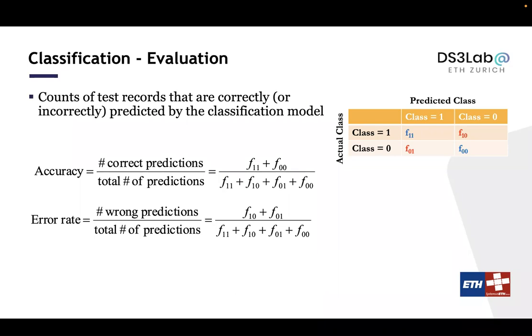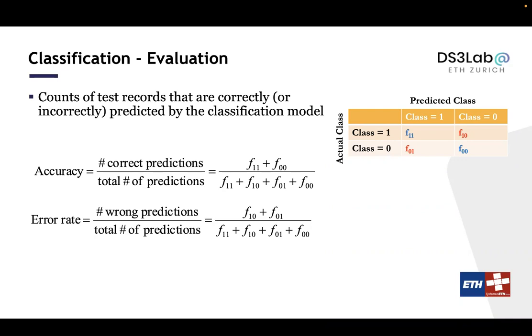Everything in the diagonal is how many examples I make a correct prediction on. I predict one, the actual class is also one, right? How many examples fall into that? We count the number and call it F11, and so on and so forth. Everything like F10 and F01 are all the mistakes this model is making on the test set. So given this, you can compute the accuracy, the error rate, right?